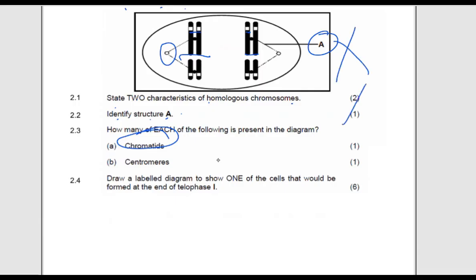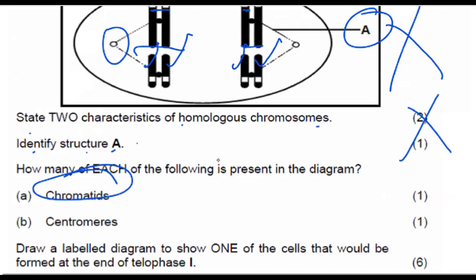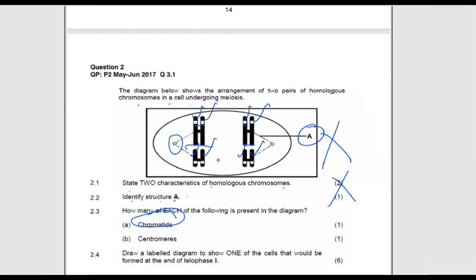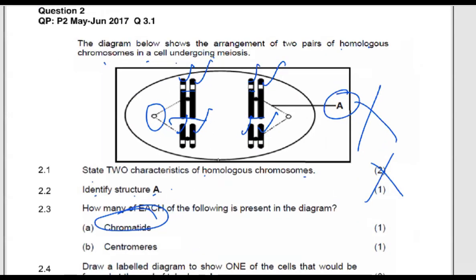Remember, the chromosome is formed by what? By 2 chromatids. So how many chromatids are shown? You have 1 chromatid, 2, 3, 4, 5, 6, 7, 8. So there are 8 chromatids, because each chromosome is made up of 2 chromatids.